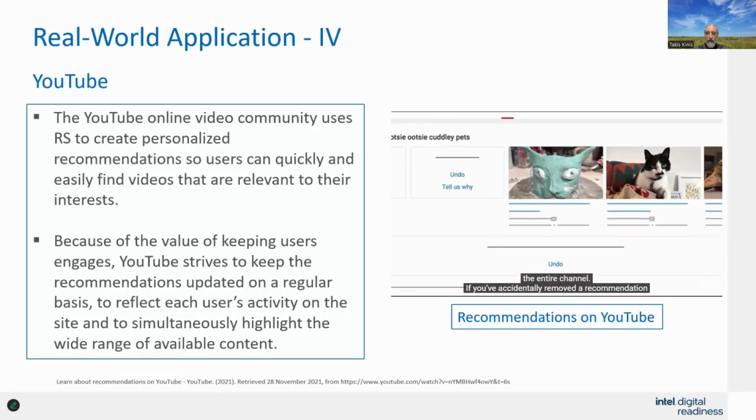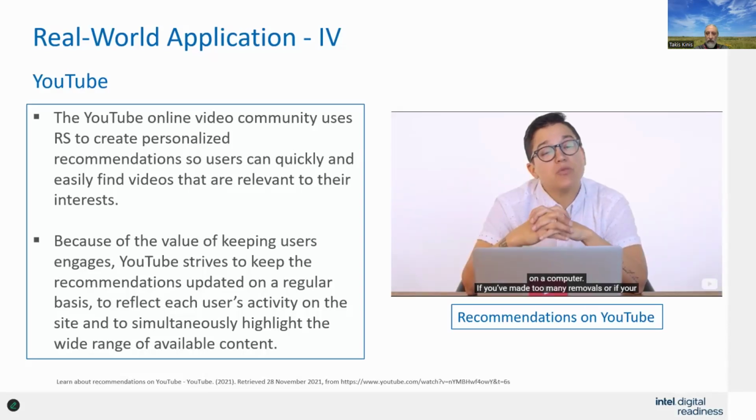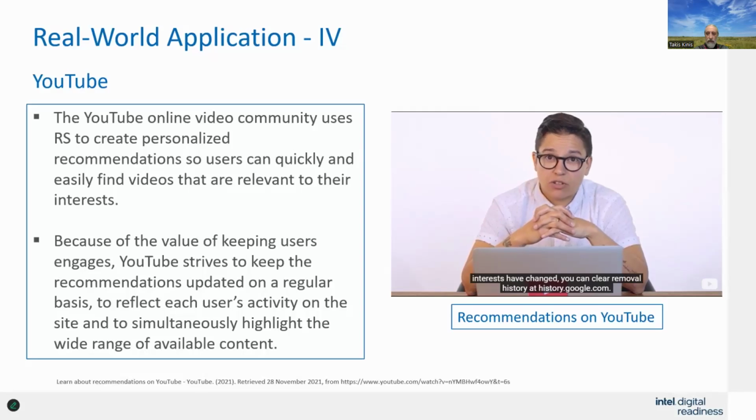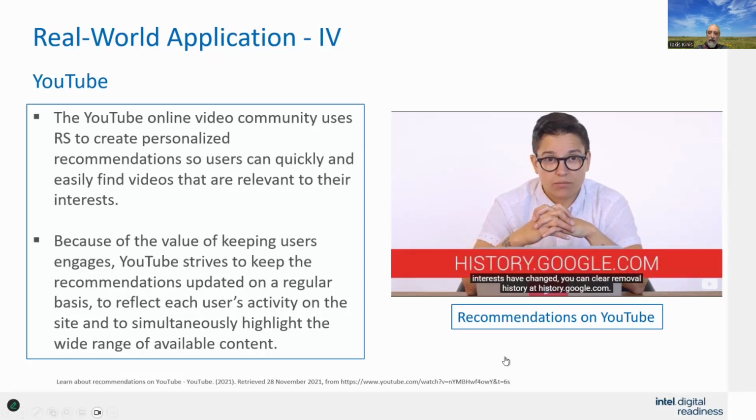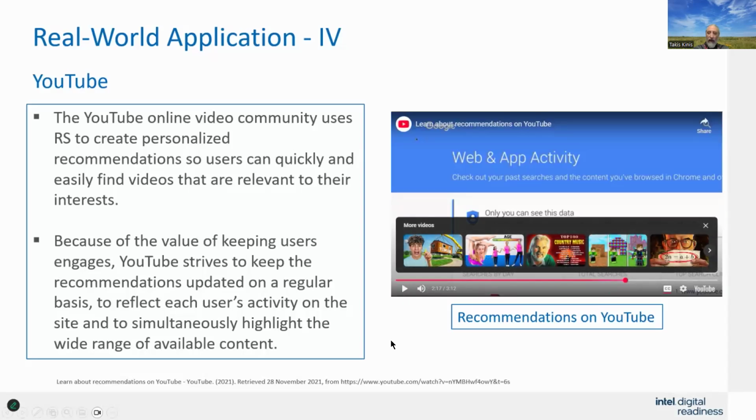If you've accidentally removed a recommendation that you want to keep, you can click Undo to restore it. Currently, you can only do this on a computer. If you've made too many removals or if your interests have changed, you can clear removal history at history.google.com. Click this. Okay, and I'm actually gonna kind of cap it there. I think you guys get the point of this.